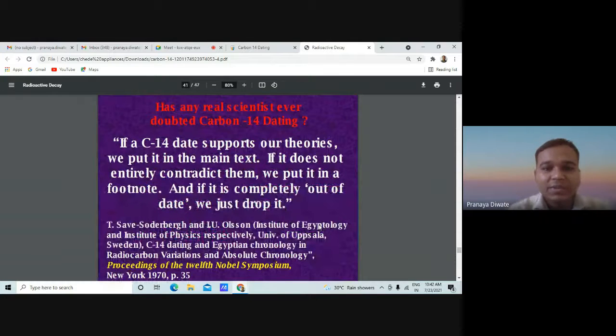So if a C14 date supports our theories, we put it in the main text. If it does not entirely constrain them, we put it in the footnote, and if it is completely out of date, we just drop it.